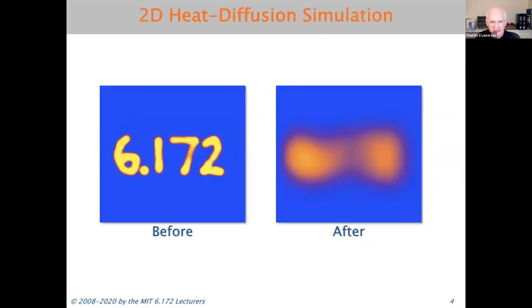Now, here's an example of the result of a simulation. We started with the heat pattern on the left, and after running the simulation for a few steps, we obtain the heat pattern on the right. Okay, these are the kinds of things you'd like to be able to run backwards. So you take this and you say, run it backwards, and you come up with 6172.